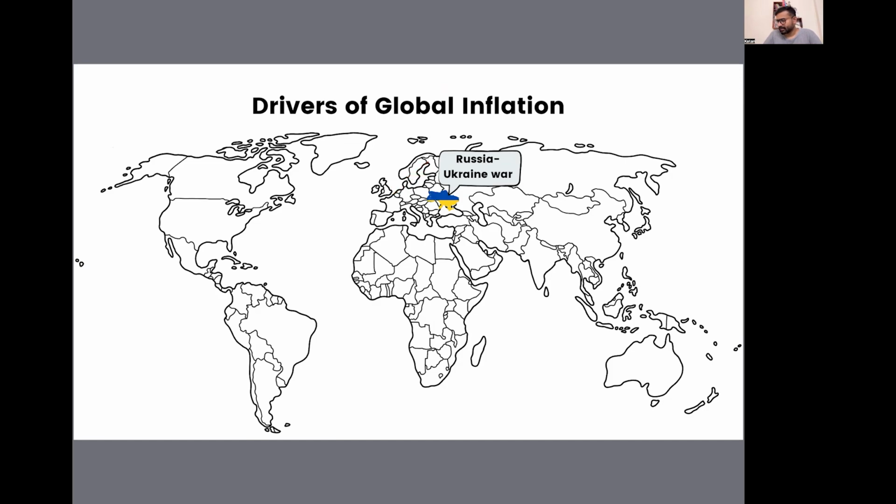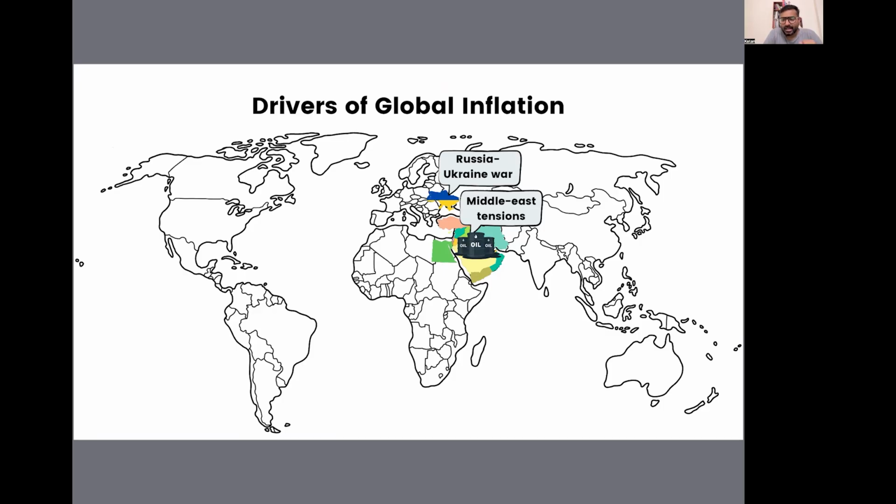Okay. The second major reason for global inflation is the tensions that you see in the Middle East, particularly with respect to Israel and Iran. We have been seeing a lot of tensions, Israel-Palestine conflicts and all that. And this is particularly important because the Middle East is a major supplier of crude oil around the world. So if there is any war or any conflict happening in this area, it raises the price of oil, which witnesses a ripple effect around all countries.